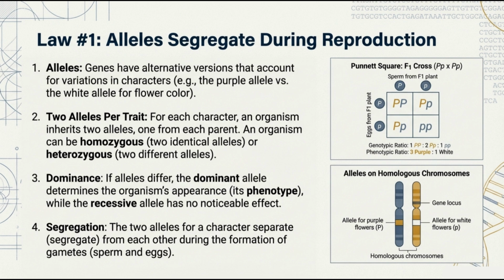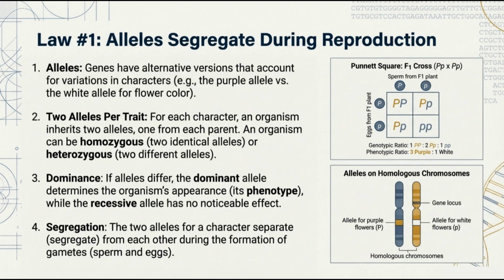And third is the concept of dominance. This is a big one. Huge. It just means that if those 2 alleles are different, if you're heterozygous, only one of them is visibly expressed. That's the dominant allele. It determines what you actually see, the phenotype. So the recessive allele is still there. It's just hiding. It has no noticeable effect. It's there, but it's silent.